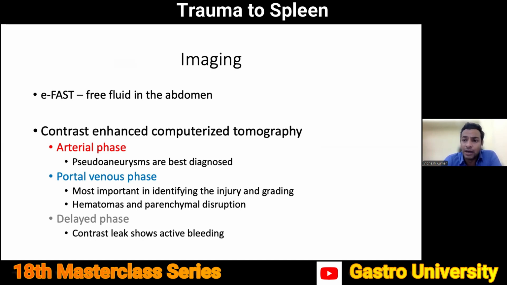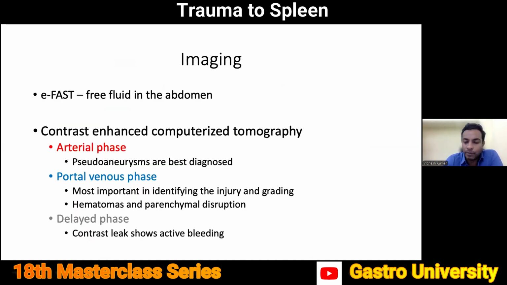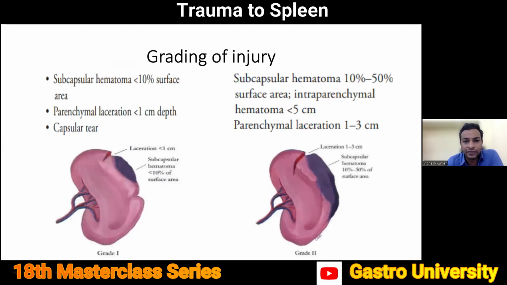Arterial phases are best used to diagnose pseudoaneurysms of the spleen, and if there is a contrast leak, the delayed phase helps in differentiating between a pseudoaneurysm or an active bleed into the peritoneal cavity. In a pseudoaneurysm, the washout of contrast will be very rapid. You will not see any contrast in the delayed phase, whereas in an active bleed, in the delayed phase, the contrast pooling would be enhanced. So once the CT of the abdomen is done, we will directly go about grading the nature of the injury.